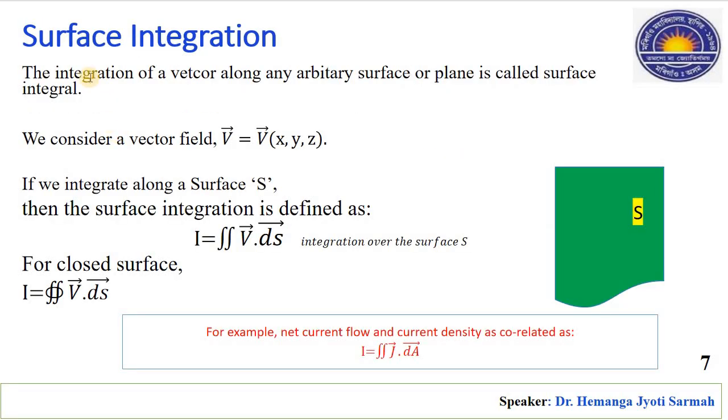Now coming to surface integration, this is the integration of a vector along any arbitrary surface or plane. We consider any vector v over the space x, y, z. Then if we integrate along the surface S, we can write the integration as I equal to integration of v dot ds, where S is the surface. For a closed surface, we write a closed symbol for the integration, closed integration of v dot ds. For example, we can calculate the total current flow from the current density over the area dA. We can represent it like this.